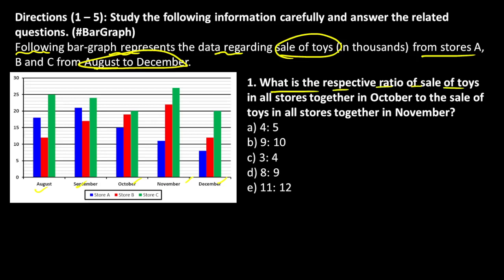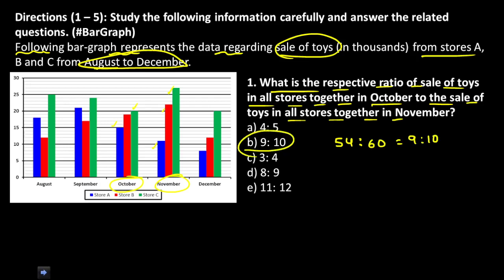What is the respective ratio of sales of toys in all the stores together in October to that of sale of all stores together in November? October to November ratio. October total 15, 20, which is 35 plus 15 is 50, 50 plus 4 is 54. Total value of November: 10, 30, 30 plus 25 is 55, 55, 56, 58, 60. Which is 9:10. Option B is the final answer for this question.